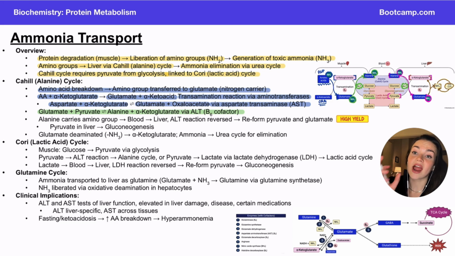So once we had made our alanine, and our alanine was the carrier of the amino group, it was going to carry that amino group through the blood and take it to the liver. At that point, we reversed the ALT reaction, still using ALT to just undo what it had done before. And there we reformed pyruvate and glutamate.